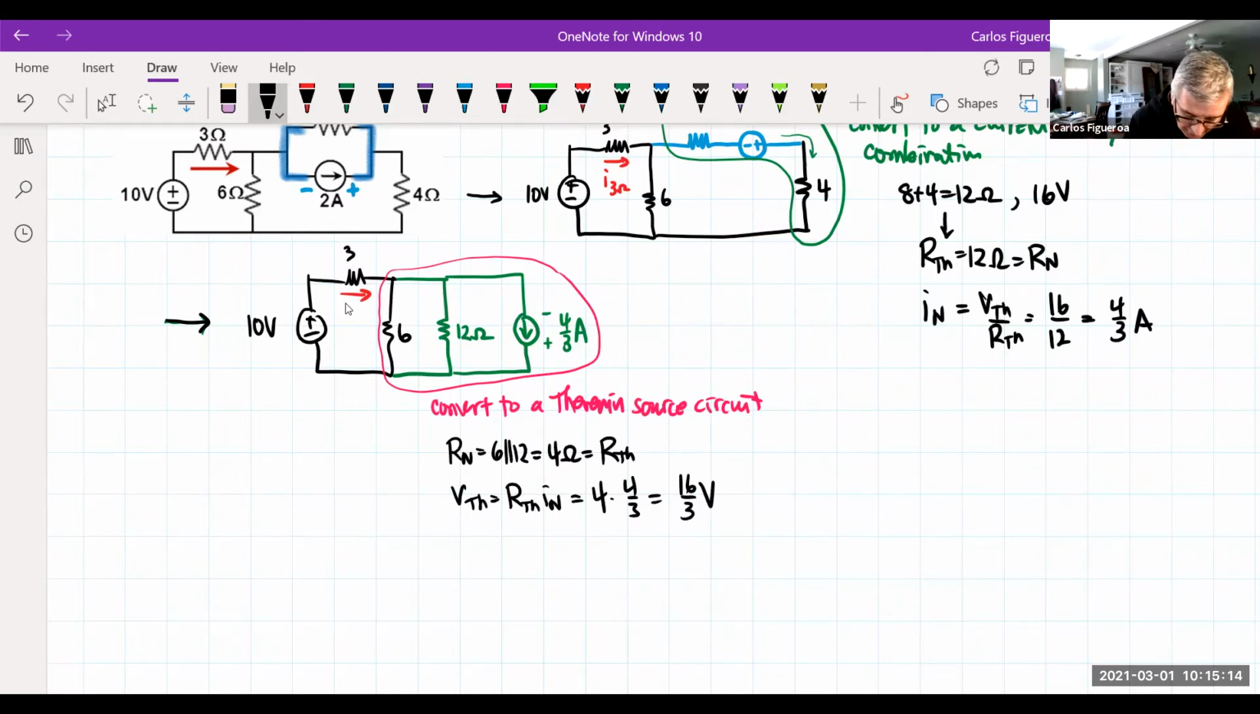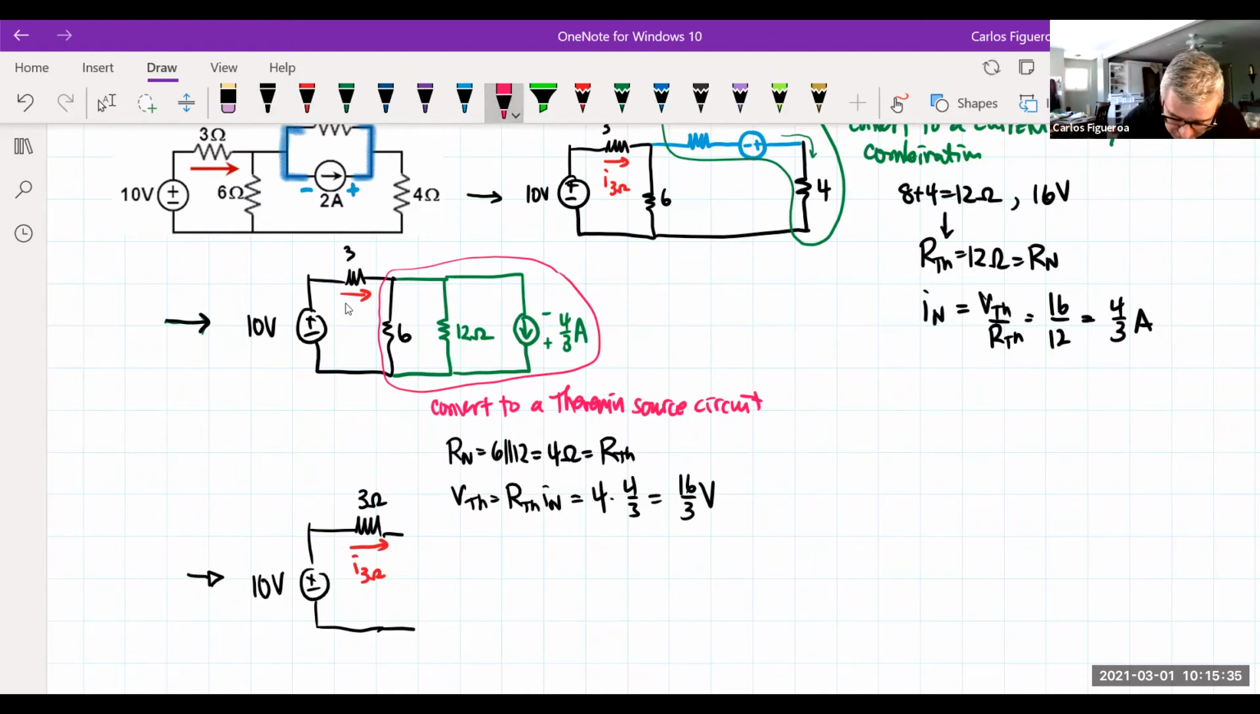So here I go. I keep going with my source transformations. And I know that this current is still going in this direction. And here's my 3 ohm resistor. So now what I've done here is I go to a circuit that looks like this. So I have a resistor, then I have my source. According to our polarity, it's got to be plus and minus like this here. You know what? I'm going to move this down a little bit. Or actually, let me move this guy over.